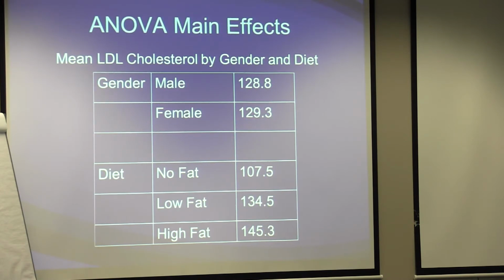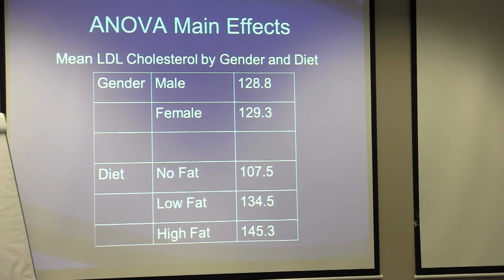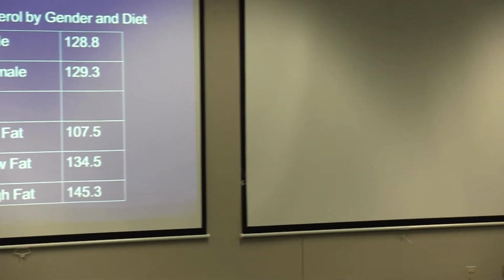So when you do an analysis of variance, you're looking for a couple of different things. In a case like this where you have more than one independent variable, you're looking for what's called the main effect of each independent variable. So if you're just looking at gender by itself and wondering if it has an effect on LDL, that's the main effect of gender. And then similarly for diet, if you just want to know if diet by itself makes a difference, that's the main effect of diet.